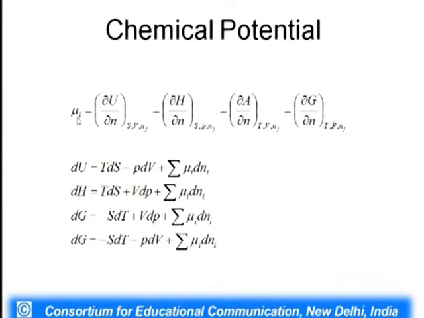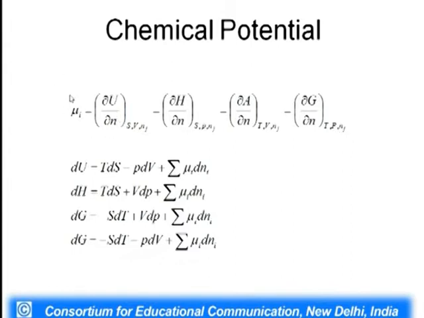So, the chemical potential of the ith component is equal to the partial molar internal energy change at constant S, V and Nj. This is also equal to the partial molar enthalpy change under these conditions. This is also equal to the partial molar Helmholtz free energy at constant T, V and Nj, and similarly the partial molar Gibbs free energy under constant temperature, pressure and Nj.